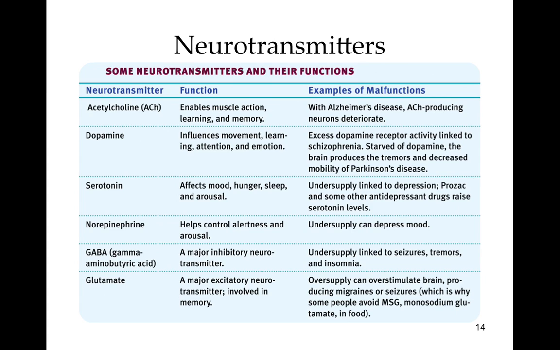GABA, gamma-aminobutyric acid, is a major inhibitory transmitter. We're going to talk about agonists and antagonists in a little bit. Undersupply can be linked to seizures, tremors, and insomnia.